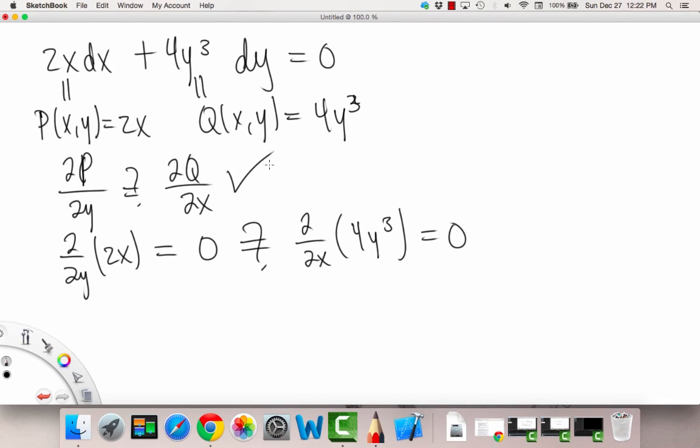So we do have an equality here, so that means our equation, which I'll write up here, is exact. So that's good. That means we can just solve directly. And I'll show you this on the next slide.